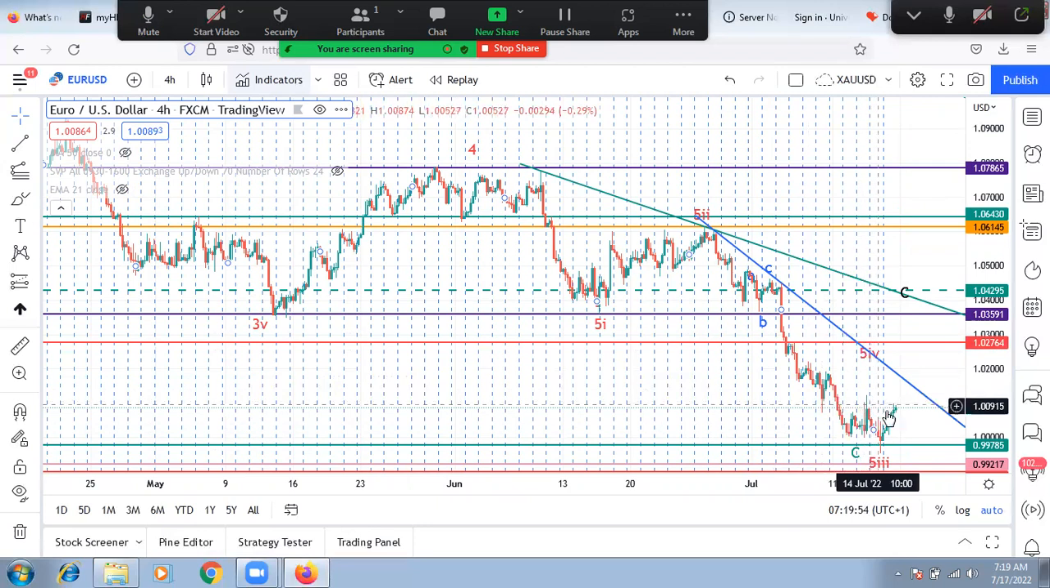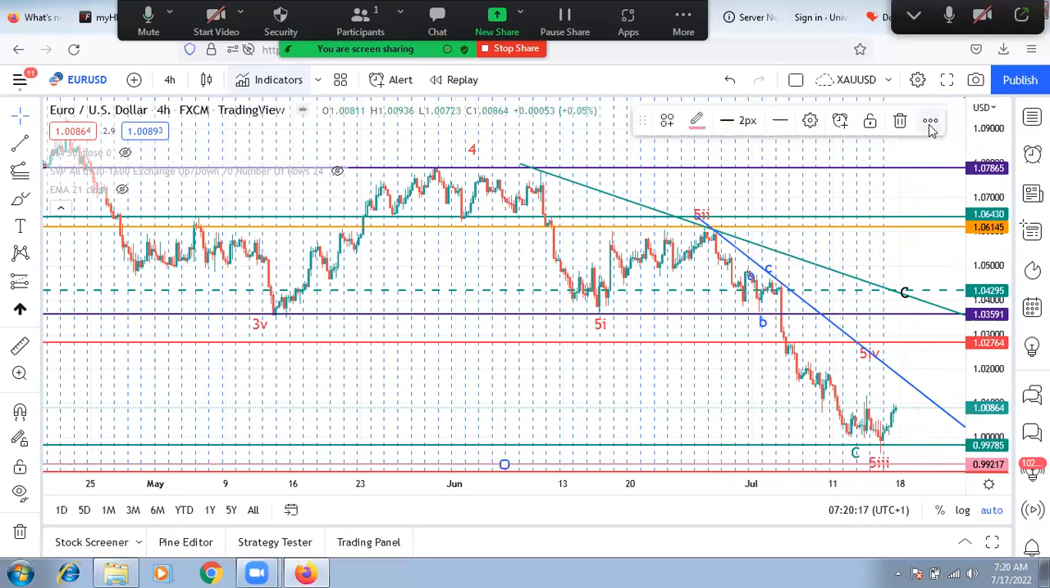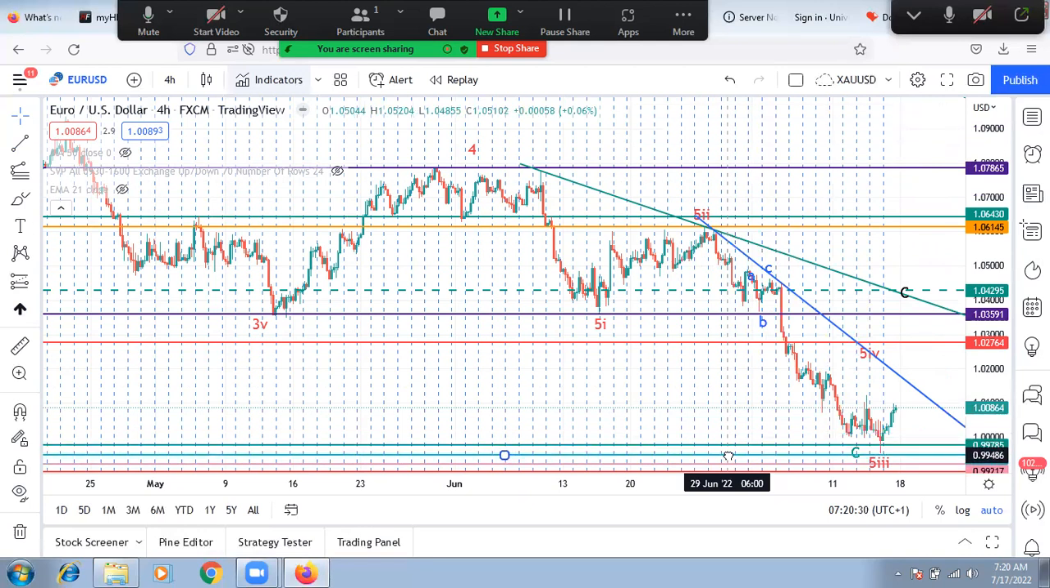Now, once you want to do a bigger correction of the entire run that will finish it to now run 5, it means that it either touches here or it breaks above it. And assuming, let me bring something out. Assuming that for now, this is the lowest low that we can see.